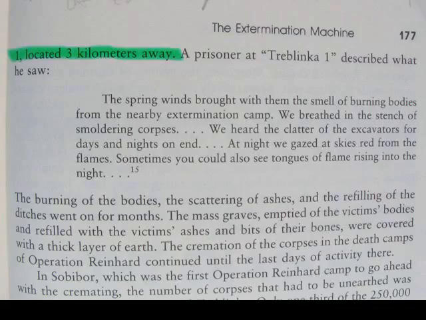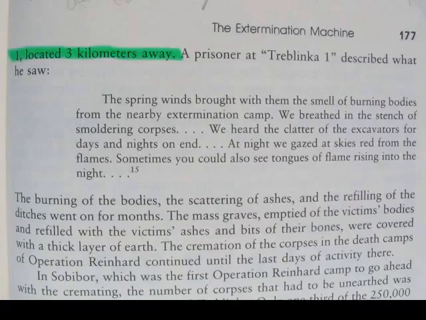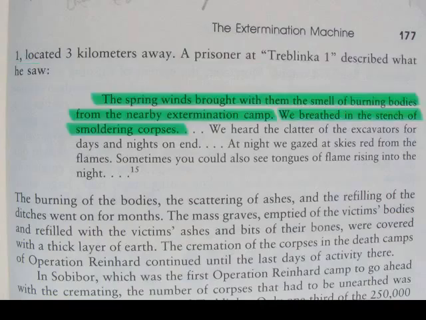We'll start again. Moreover, the fire and billowing smoke from the roaster could be seen for miles around. They were evident even at Treblinka Penal Camp 1, located 3 kilometers away. A prisoner at Treblinka 1 described what he saw. The spring winds brought with them the smell of burning bodies from the nearby extermination camp. We breathed in the stench of smoldering corpses.